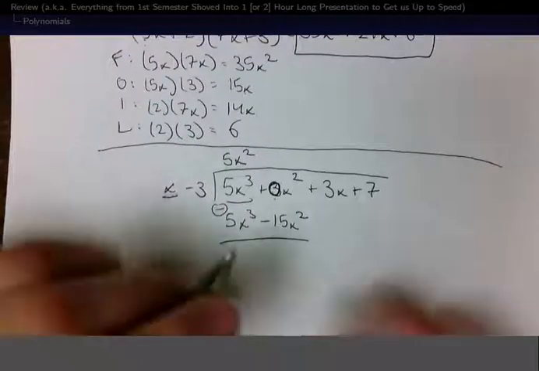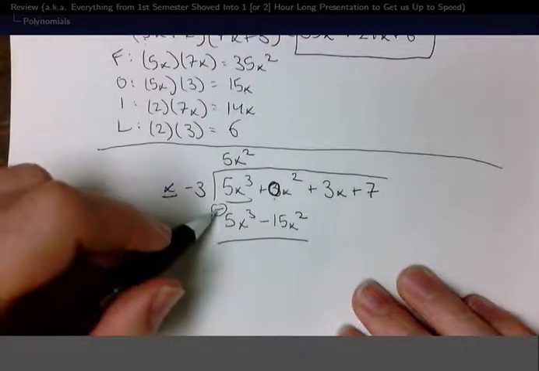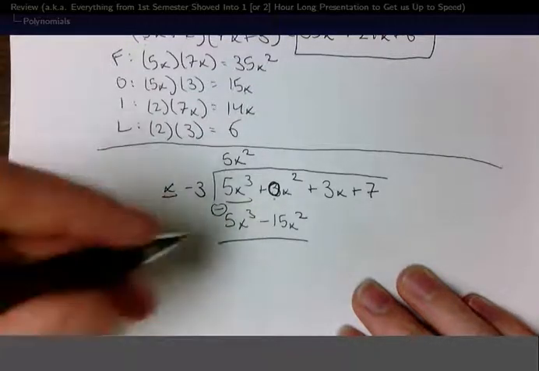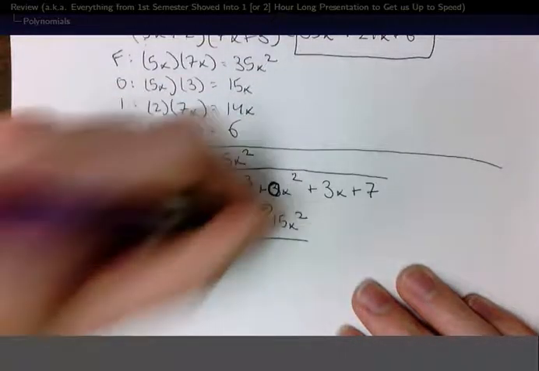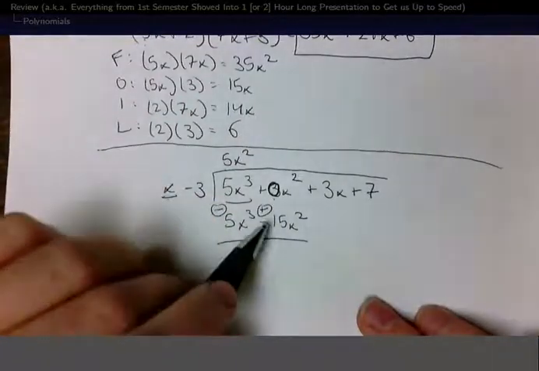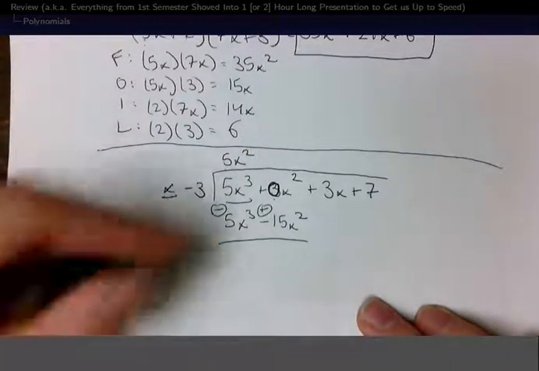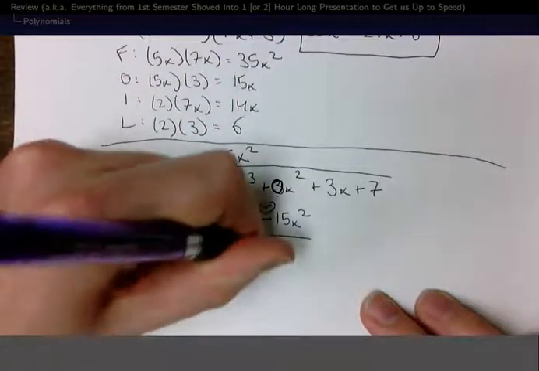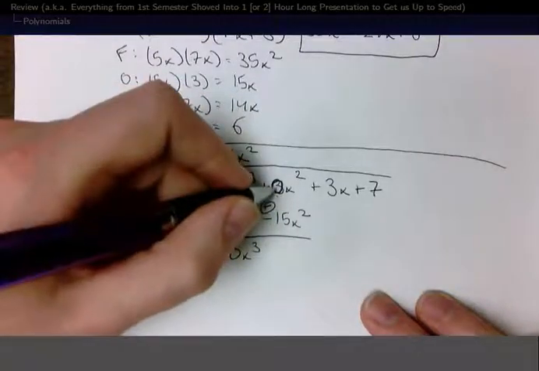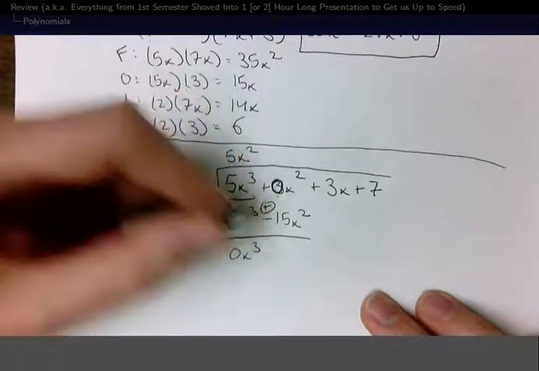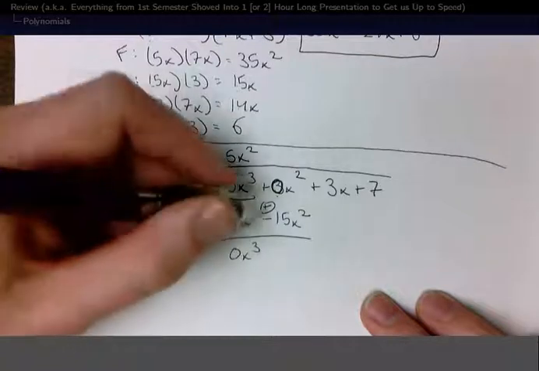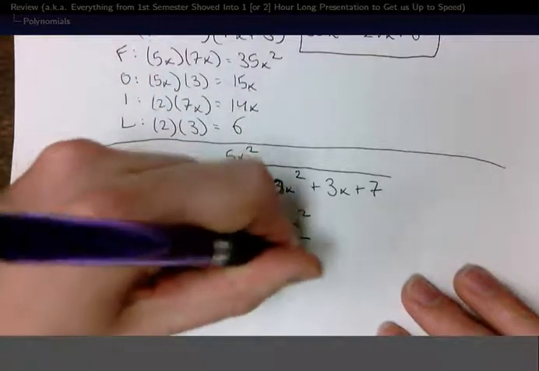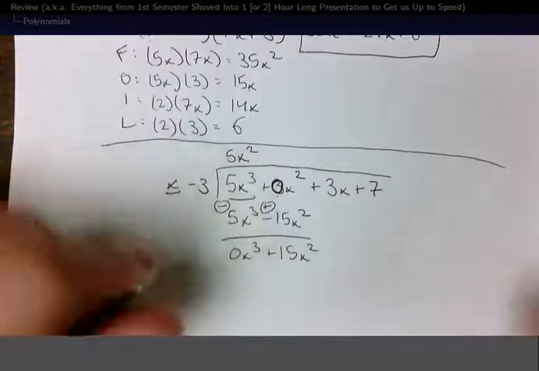So just so I remember that we're subtracting, generally I like to put the signs in a little circle up here. So when we subtract a negative, remember that that's the same as adding a positive. So that just changes my sign from negative to positive. And then I can just go straight down here. So 5x to the third minus 5x to the third is going to be 0x to the third. And then we have 0x squared minus a negative 15x squared, which again, when we subtract a negative, that's the same as adding a positive. So we just end up with 15x squared there.